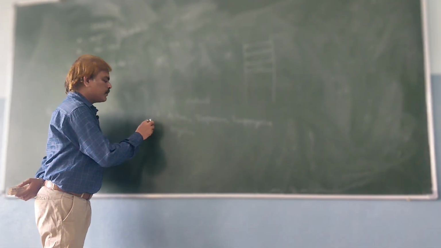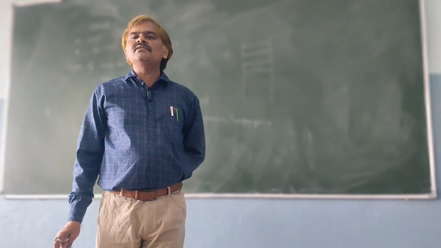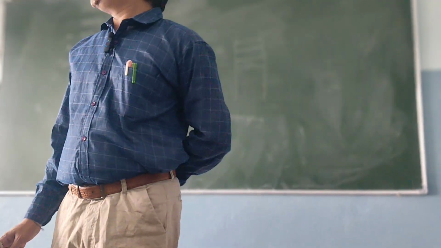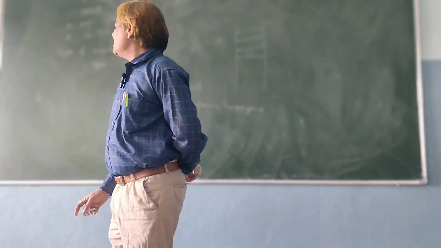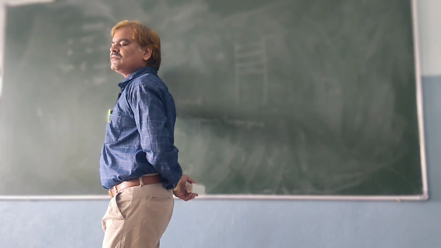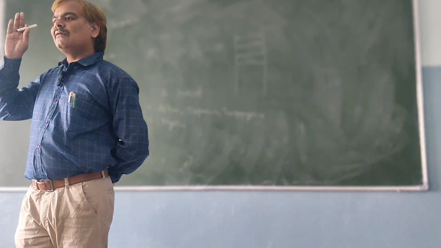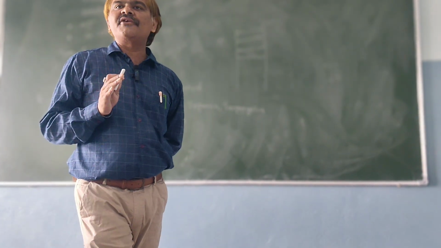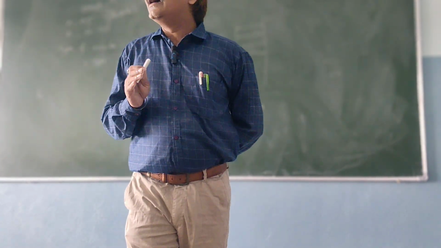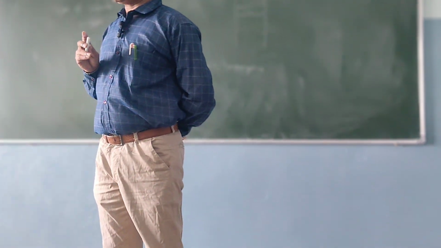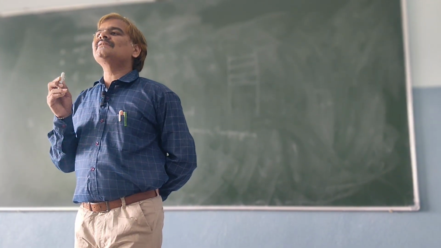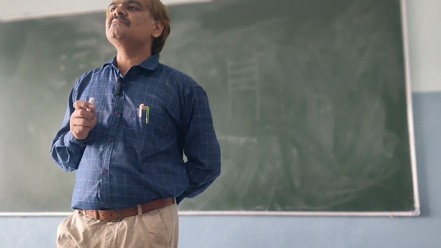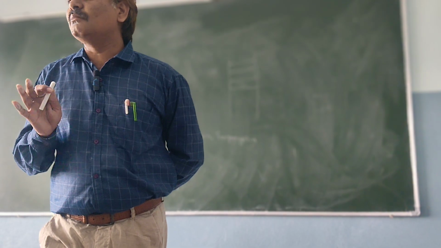Because of these proteins, contraction and relaxation take place in the muscle. So why are they called voluntary muscles? Because they are under the control of the brain. And the second name is skeletal muscle. Why? Because these are attached to the bones. Due to that reason, they are called skeletal muscles.